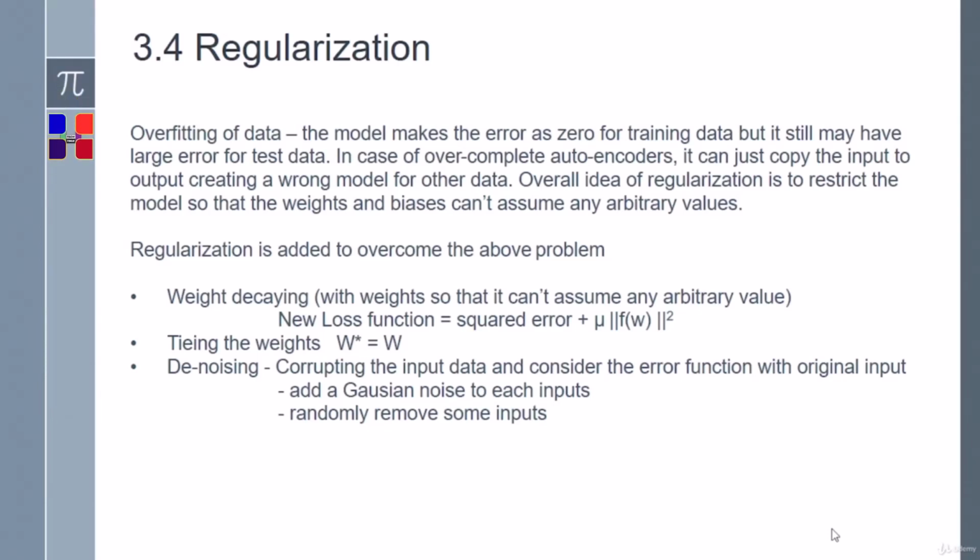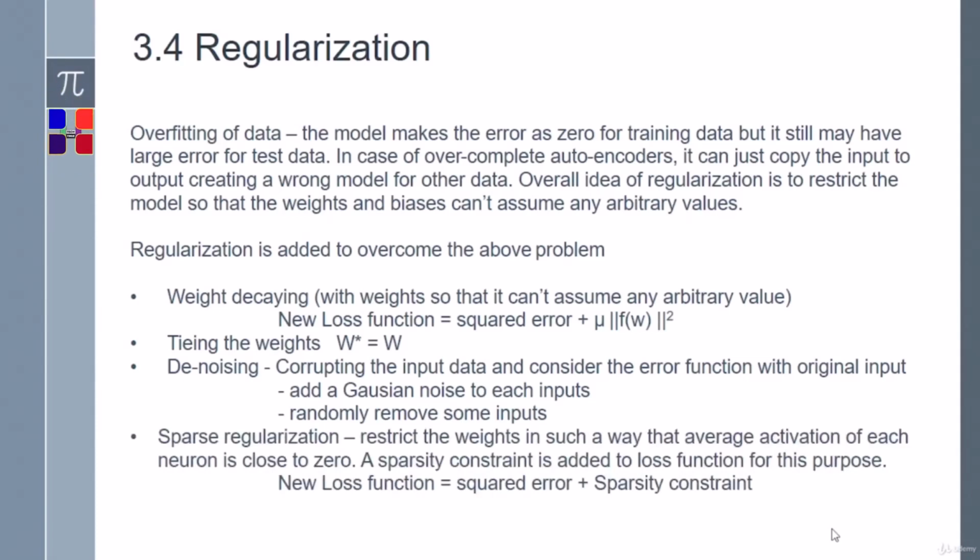Now with noise, the algorithm can never drive the error to 0. Okay, and then there are other methods like sparse regularization, so that the average activation of each neuron is close to 0. So in fact, in all these methods, what we are doing is stopping the algorithm from assuming any arbitrary value that can drive the train error to 0, because in such a case the test error will be high and your model will not be a true depiction of real life.